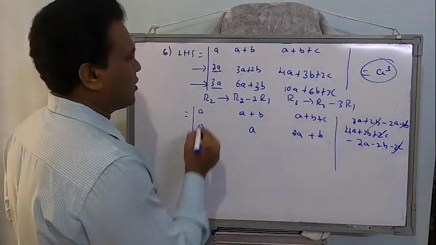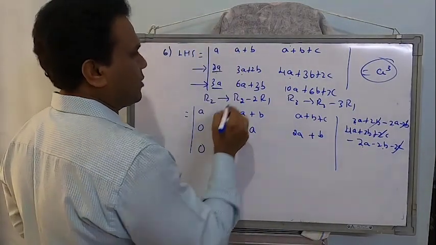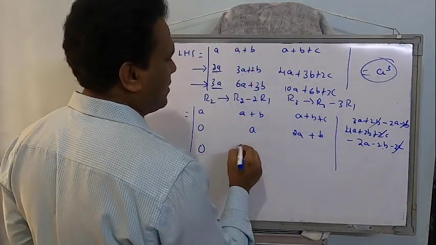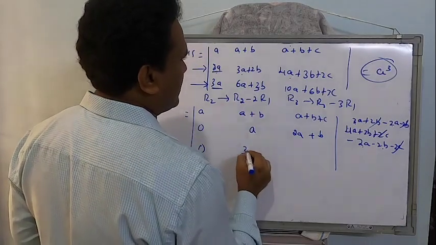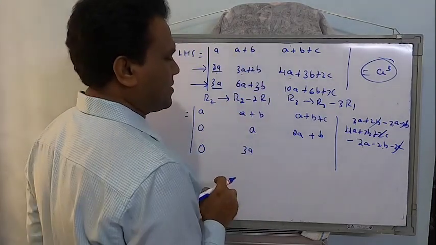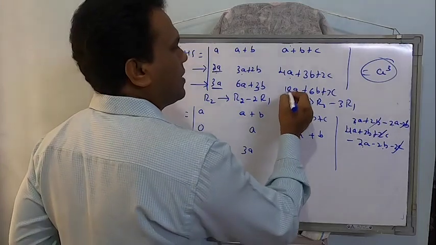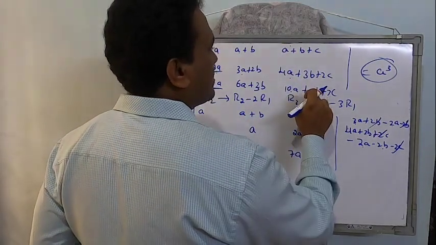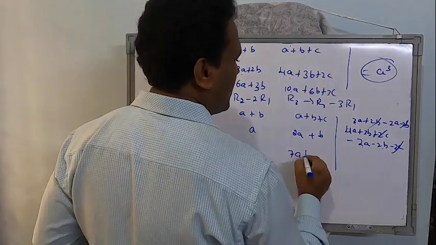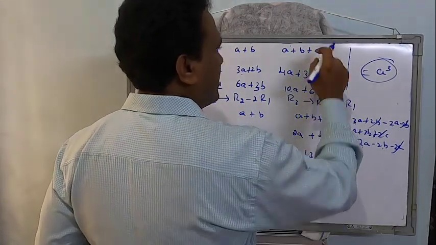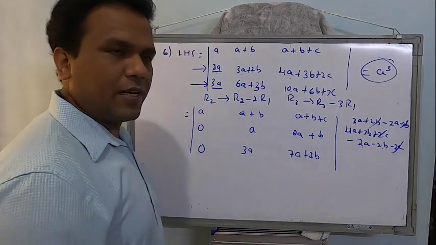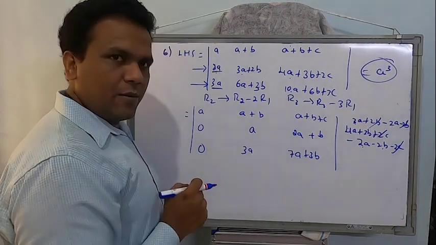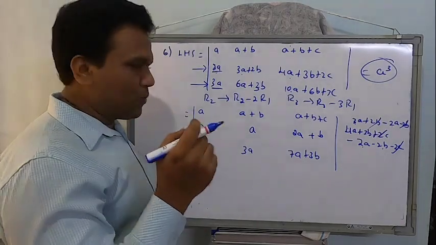Similarly for R3, I am going to write down: 3A minus 3A will be 0. Now 6A minus 3A will be 3A. 3B minus 3B will be 0. 10A minus 3A, so that's going to be 7A. 6B minus 3B plus 3B. 3C minus 3C will be 0. Clear? Right. If I want, I can go for the expansion because I already made two elements 0. If not, I can just do one more operation.